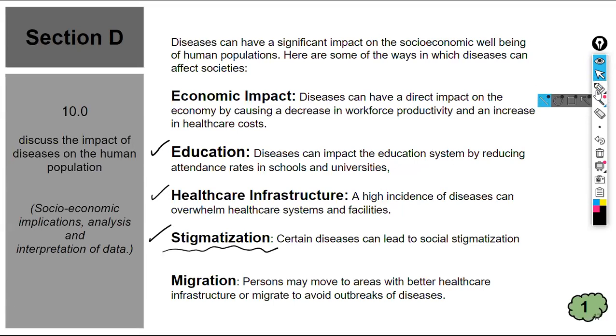And what about migration? Did you all know that whenever there are serious outbreaks of diseases and whatnot, people actually leave the country? Like persons get up and leave. They go from one country and they move across borders to other countries. Okay? It has happened many times in the history of the world. Okay? So take down everything on the slide here.